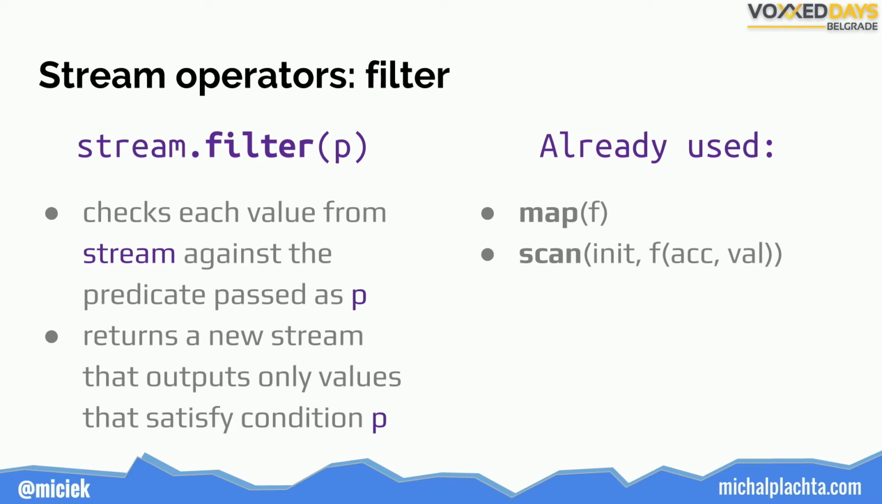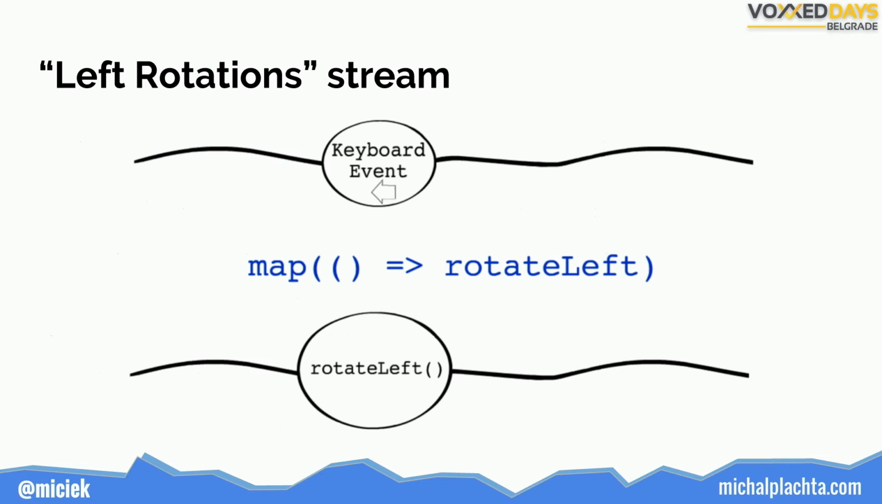And the filter is the third operator. As I told you, it checks whether the value that appeared in the input stream matches or passes the predicate P. And if it does, then it's output to the output stream. Okay, let's continue.